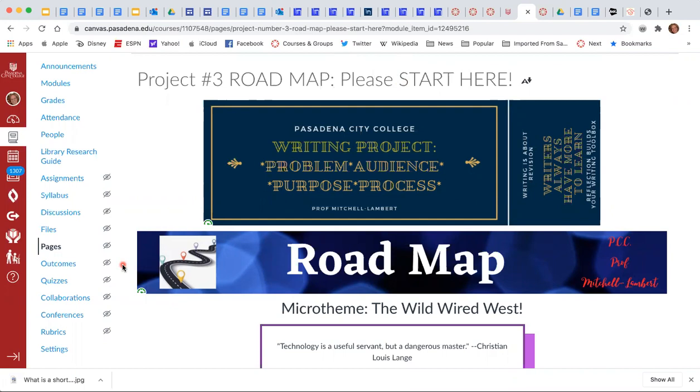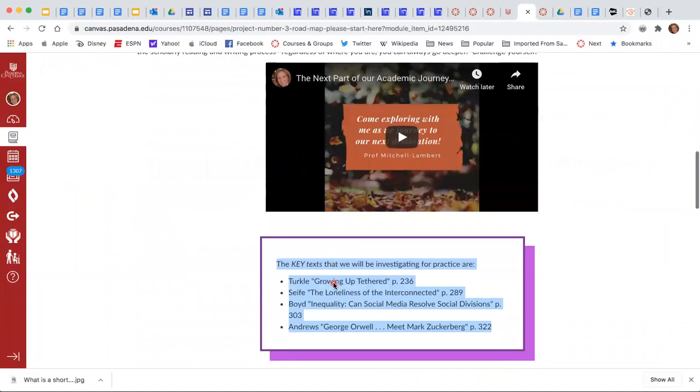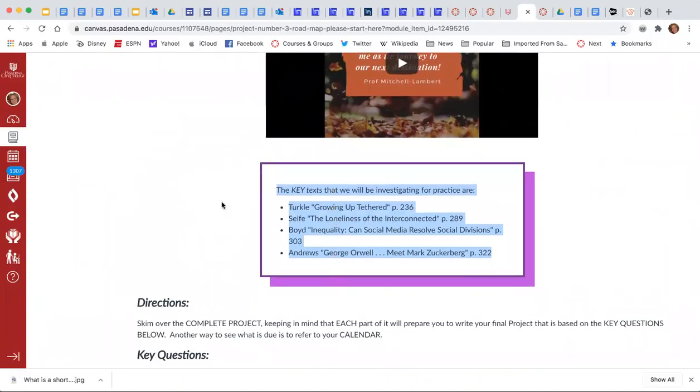Hey everyone, I wanted to take a moment to share with you your writing project prompt for the Wild Wired West. I want to remind you that every time you look for the writing project prompt, it is found in your roadmap. So let's scroll down and take a look at the key text that you're going to be reading to prepare you for this writing project.